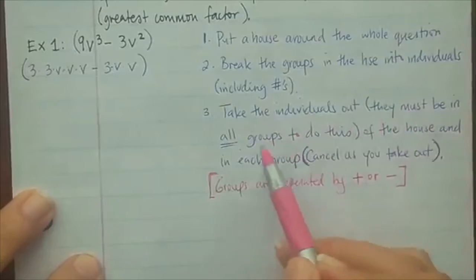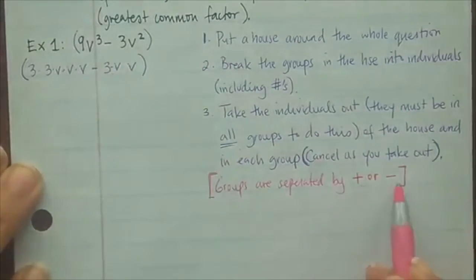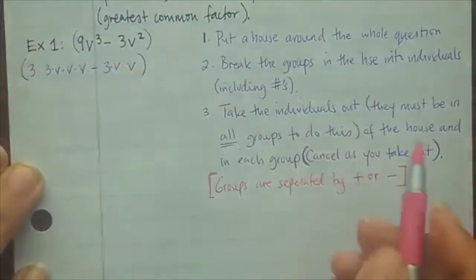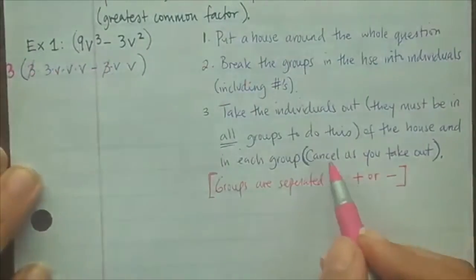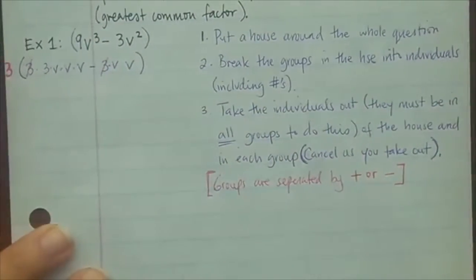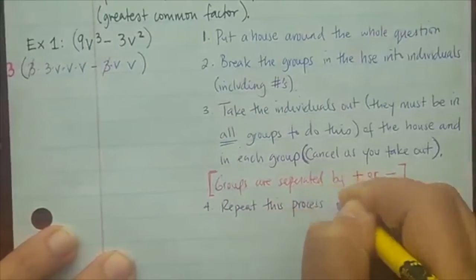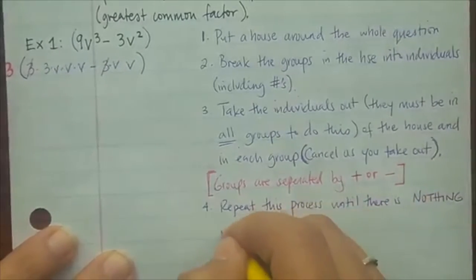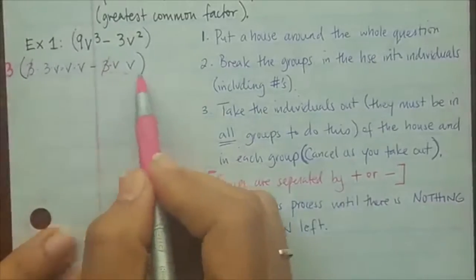All right, so what can I take out? See a subtraction sign? All right, so I can take out a 3 because it's in both groups. And then as I take it out, I'm going to cancel it from both groups. It has to be in both groups. All right, number 4, repeat this process until there's nothing in common left. There can't be anything in common in the parentheses left, otherwise you haven't taken out the greatest common factor.